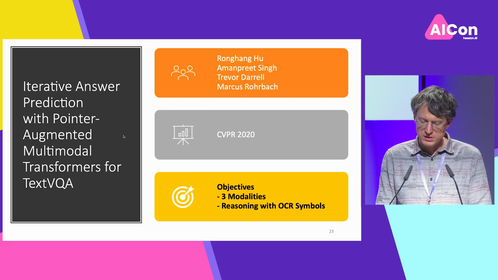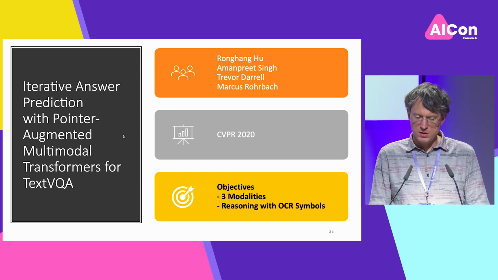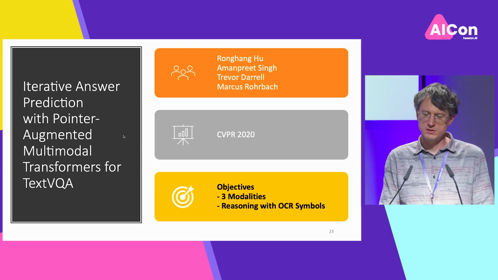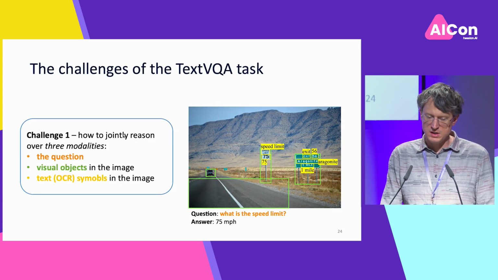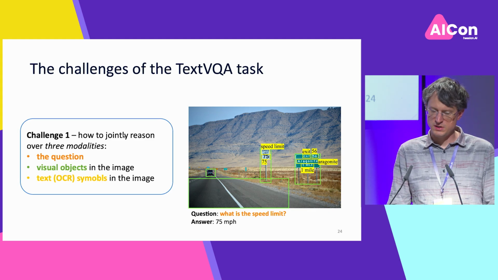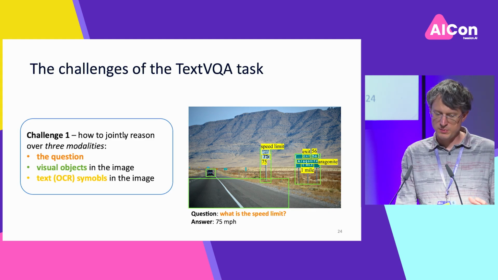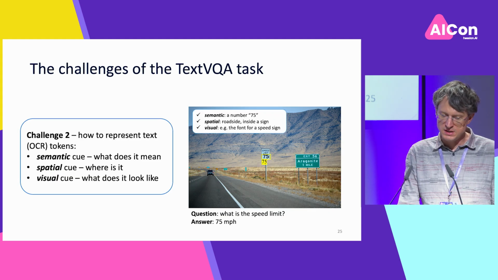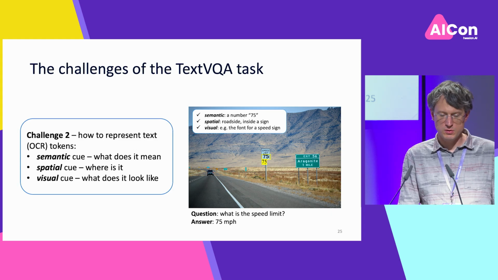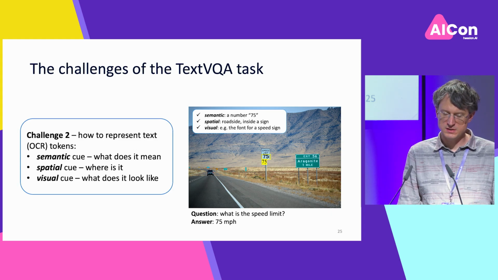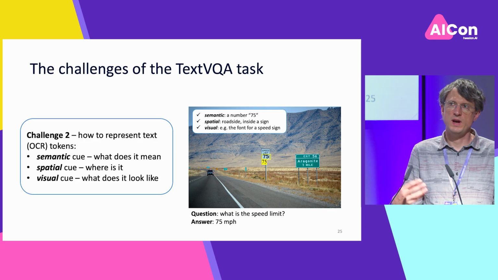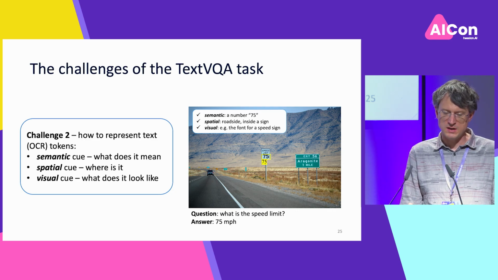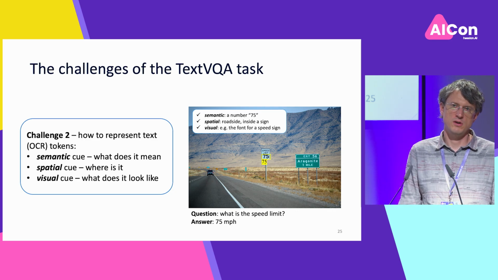So what did we do about it? We built a model which can handle those three modalities and can reason with these OCR symbols. How did we go about it? As I said, we want to reason about these three modalities. In addition, we want to represent the text in the OCR, on the one hand, using the semantic cue, so what does the actual text mean? But frequently it's also important where in the image it is, and the visual cue is also very important.